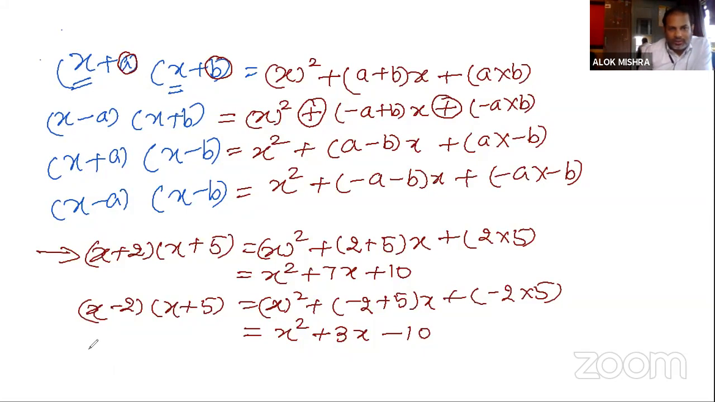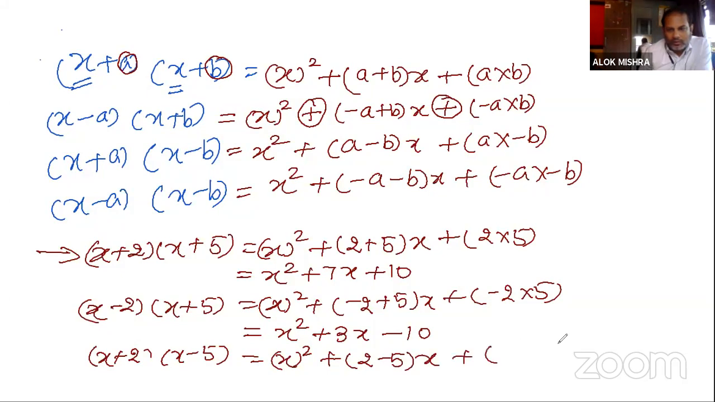Let me come to the third type. One is plus, other is minus. So if I write x plus 2 and x minus 5, so what do I get? In the same way, it is x squared plus 2 minus 5 into x plus 2 into minus 5. What do I get? It is x squared minus 3x minus 10.